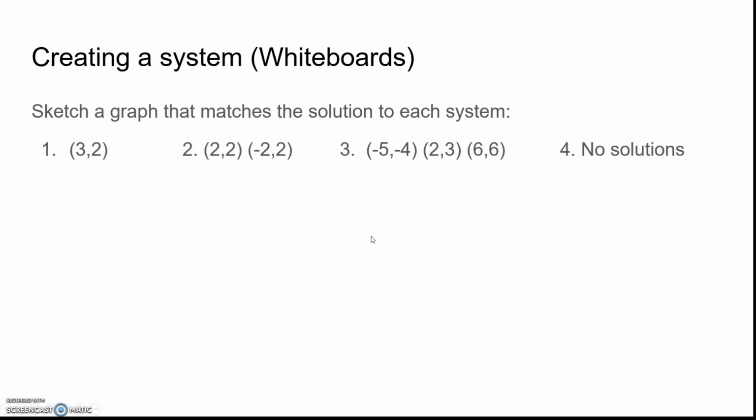Right here, we are asked to sketch a graph that matches the solution to each system. What that means is we are told that there is a system somewhere where this point is an answer to it. Well, there are a lot of different ways that you could do this. So I'm going to give you a second to go ahead and, on your whiteboards, find some possible sketches. We're not trying to be exact right here with these graphs. Go ahead and pause the video and take your shot.